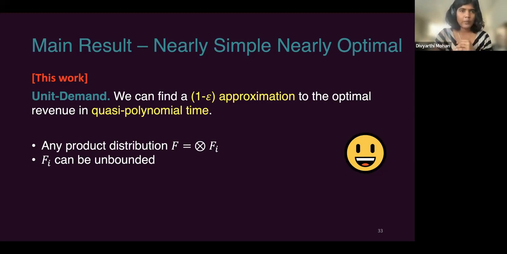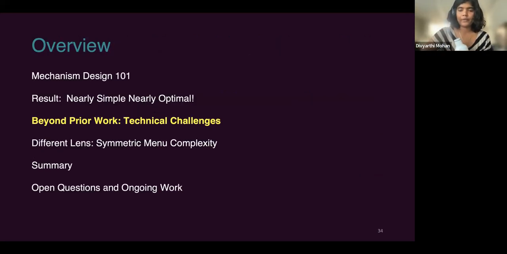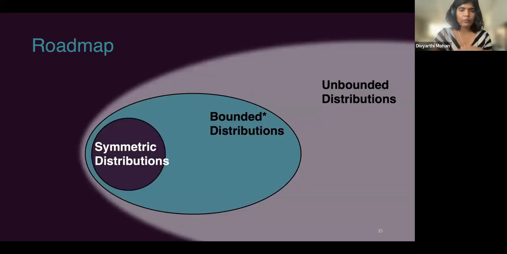So if there are no more questions about the result, I can get into a little bit more detail. I'm not going to be proving our results as such today. Instead I want to talk about the technical challenges in going beyond what was previously known in this setting. I want to start by talking about a very special case of our setting called symmetric distributions. And this is the only case where we really knew something. Beyond this, we really did not know anything before in this setting.